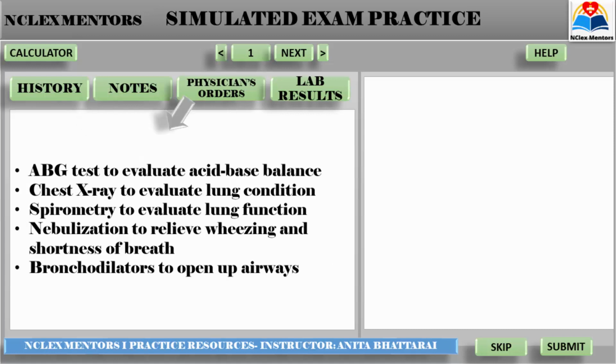Physician's orders: ABG test to evaluate acid-base balance. Chest X-ray to evaluate lung condition. Spirometry to evaluate lung function. Nebulization to relieve wheezing and shortness of breath. Bronchodilators to open up airways.